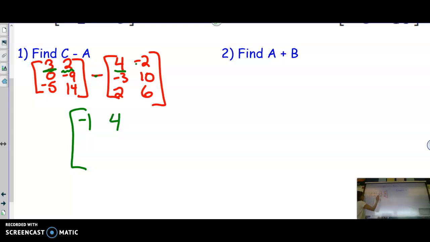0 minus -3 is +3. -9 minus 10 is -19. -5 minus 2 is -7. And then 14 minus 6 is 8. So that's what the answer to that would be.